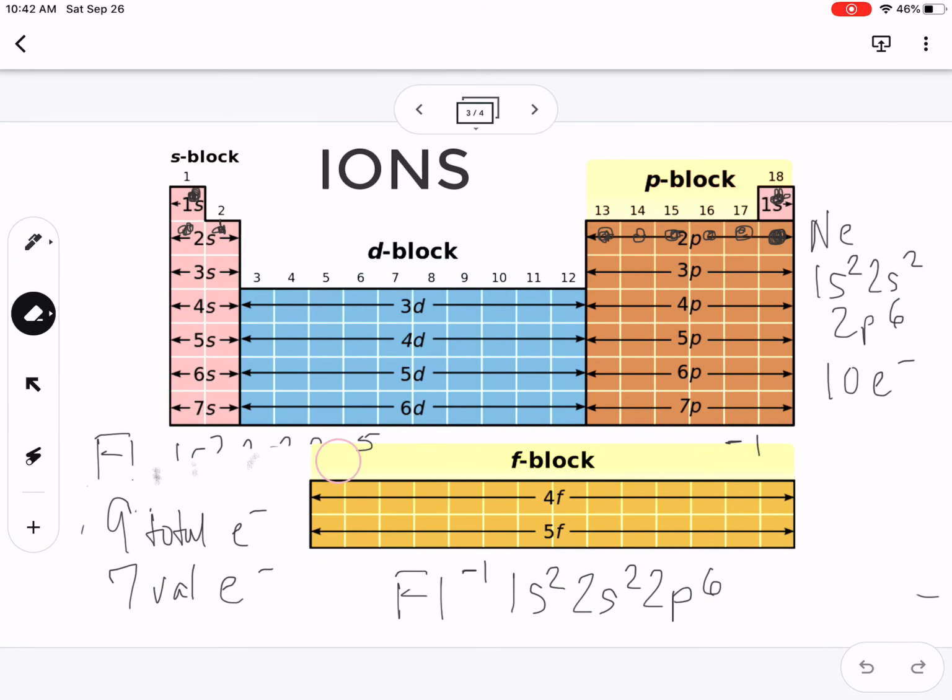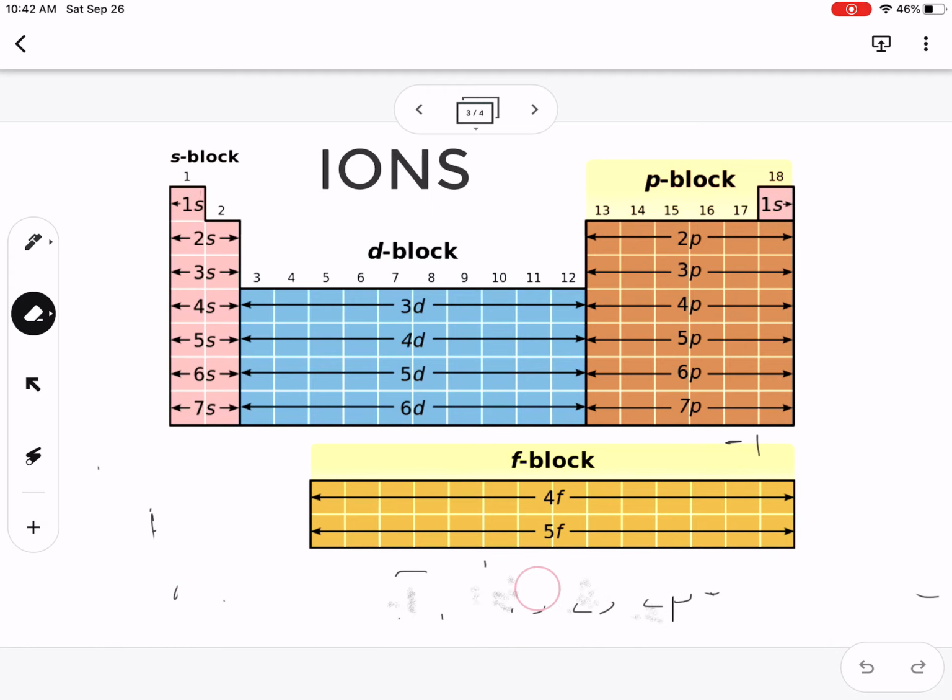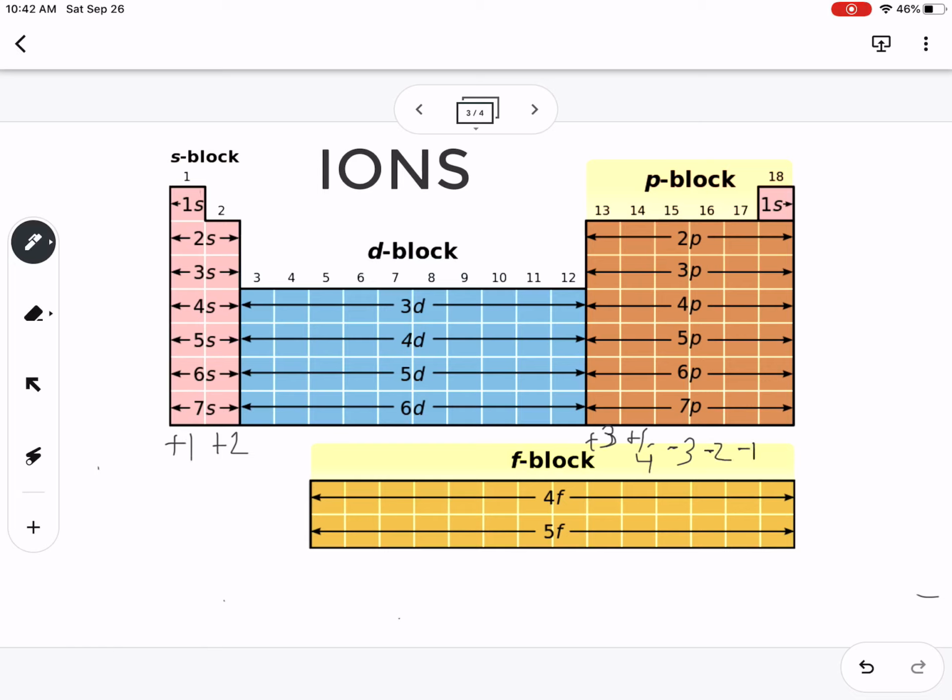So you can do this for every single ion that you have out there. And that's where those charges come into play. +1 for group 1, +2 for group 2, +3 for group 3, ±4 for group 4. And then we go the other direction. -3, -2, -1, and then 0 for those noble gases. Okay? Group 14 goes either direction because it can either gain 4 more or it can lose 4 more. It's right in the middle, so the energy, depending on what's happening, is similar.